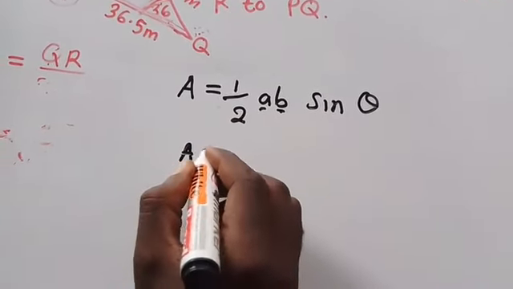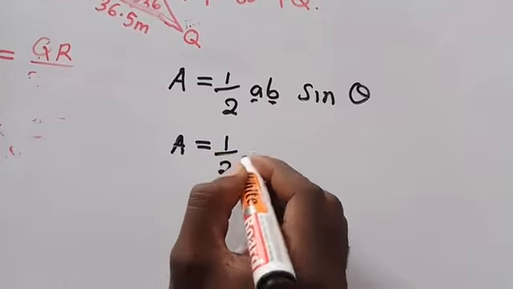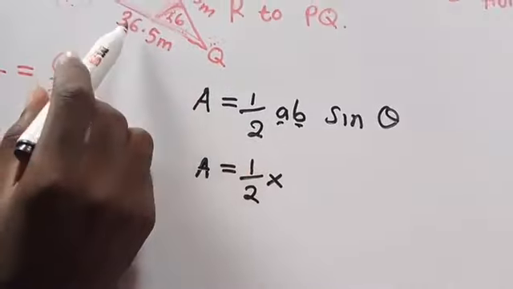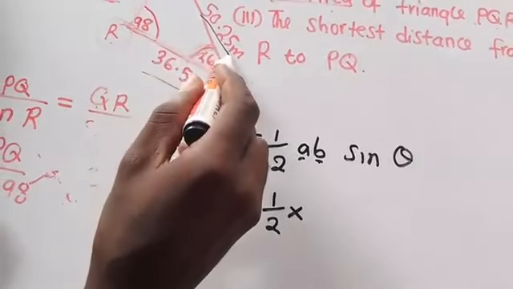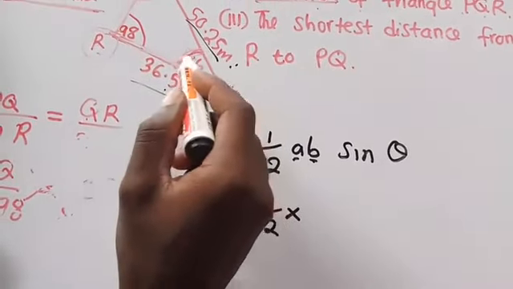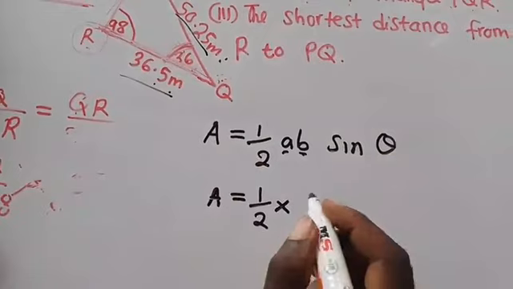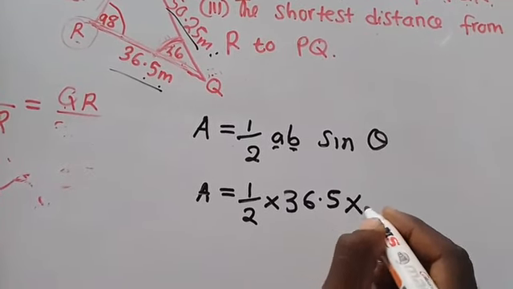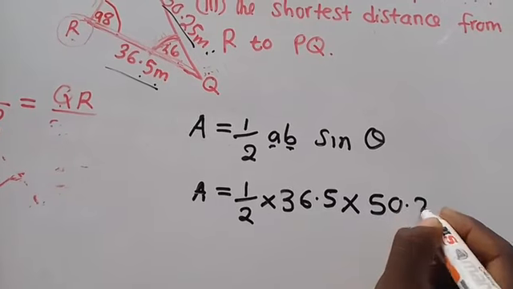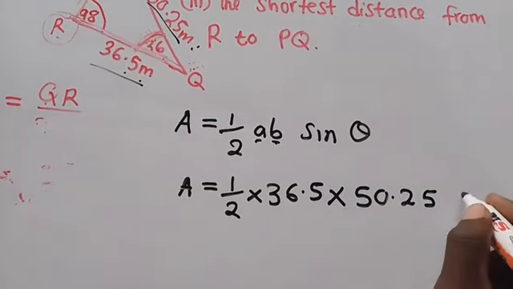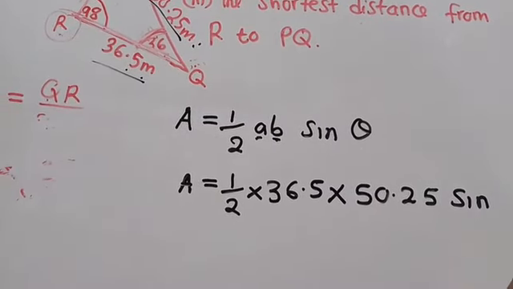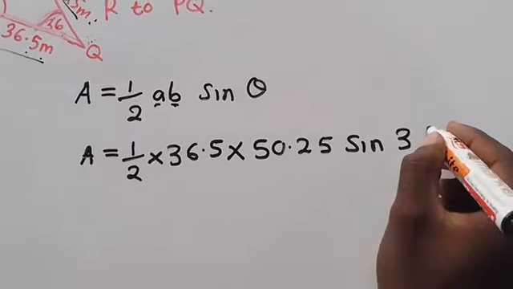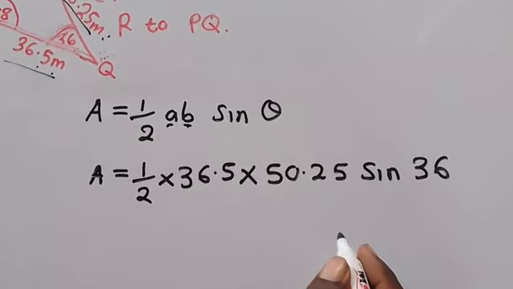So I say my area is equal to half times the two sides which put the angle in the middle. I've got this one and that one. These are the two sides which put this angle 36 in the middle. So I've got 36.5 times 50.25, then sine. The angle given is 36.